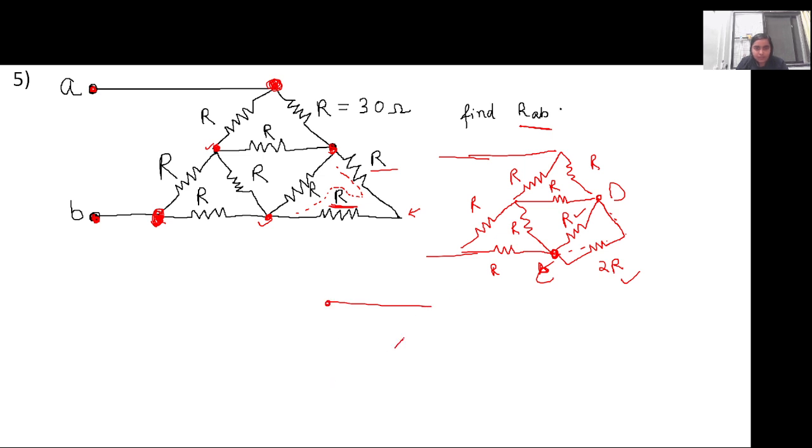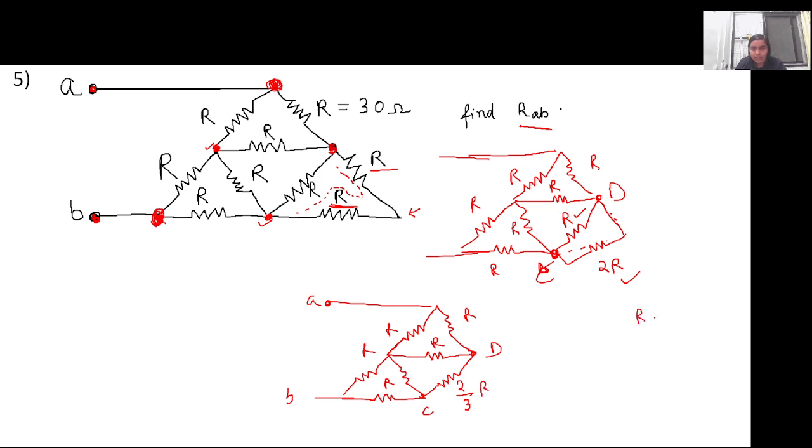Let's keep the rest of the circuit as it is. Okay, this is the C terminal and this is the D terminal. So across this, what we see is these two resistors are connected in parallel. So parallel of R with 2R is 2 by 3 times R. So R into 2R by R plus 2R, so it is 2 by 3 of R, right?